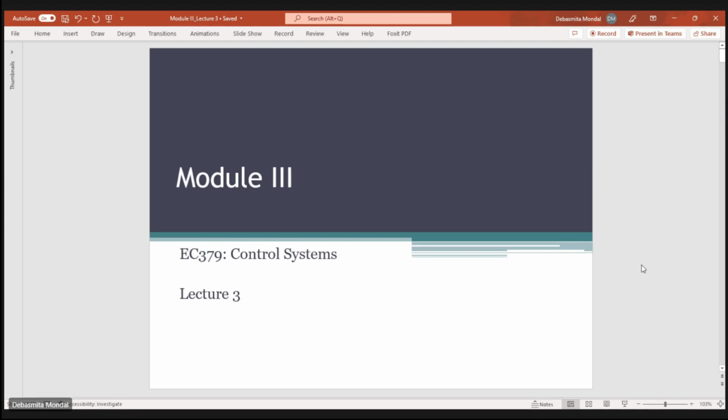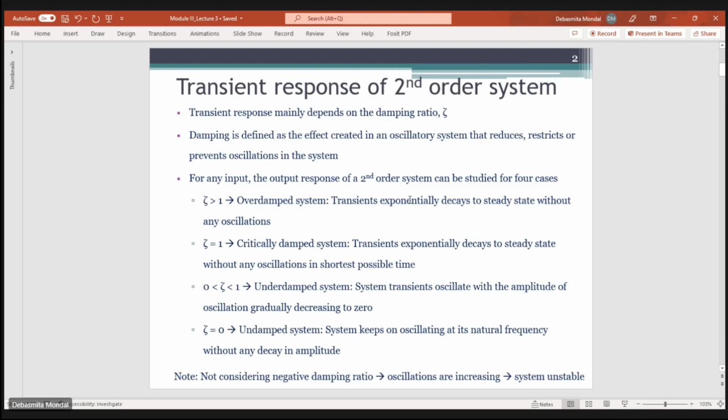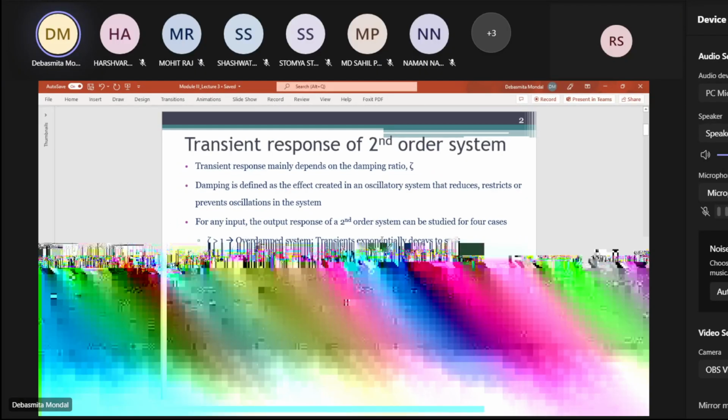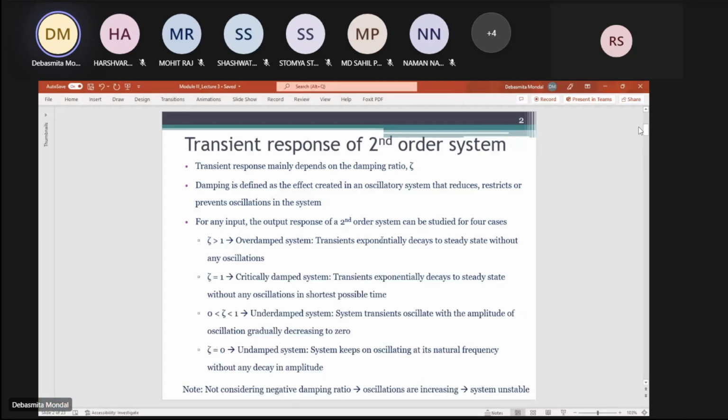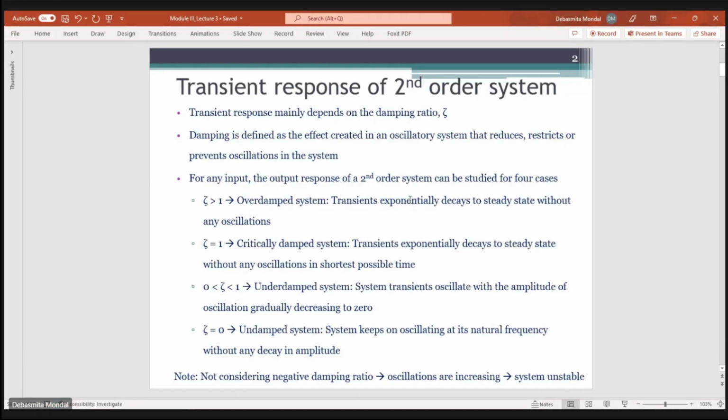In case of a second order system, we had already talked that there are a few parameters which affect the overall response of the system. For each type of input provided to the second order system, suppose we are providing a step input, there can be 4 different types of cases which may arise. They depend on the value of what is known as the damping ratio, that is zeta.